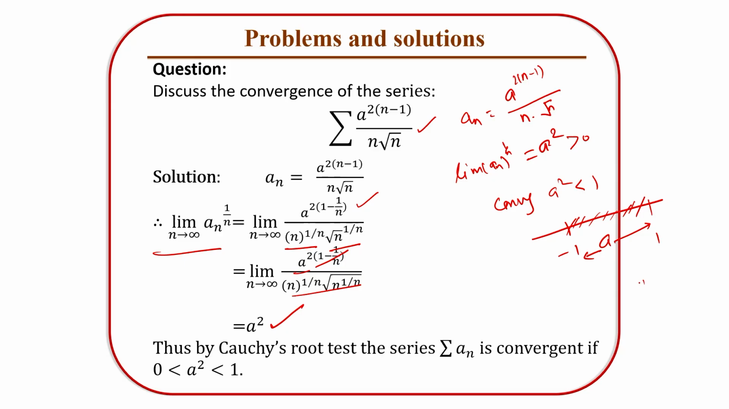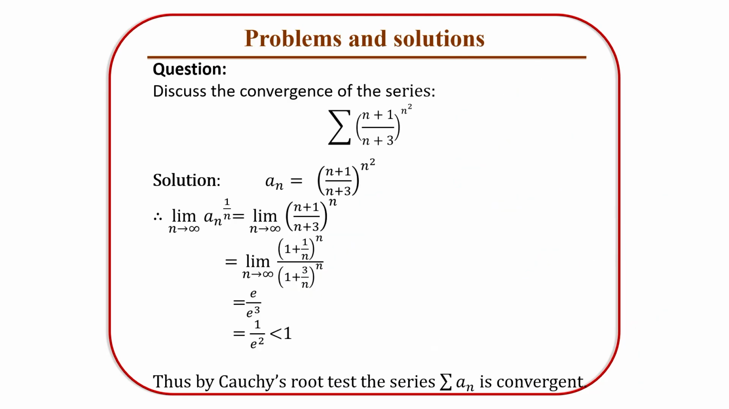So taking a equal to 1 by 2, a square is equal to 1 by 4, so this is less than 1, right? And so on. A equal to minus 1 by 3, so a square is equal to 1 by 9, which is less than 1, right? So that's the idea. If a has the range minus 1 to 1, then by the Cauchy root test, this series is convergent.